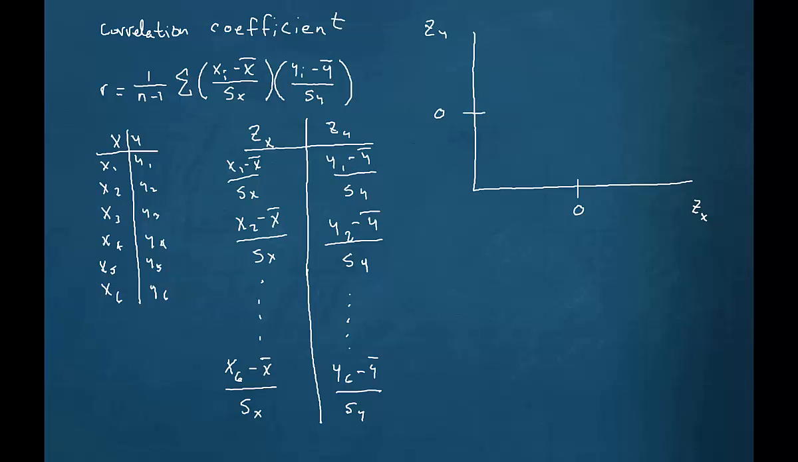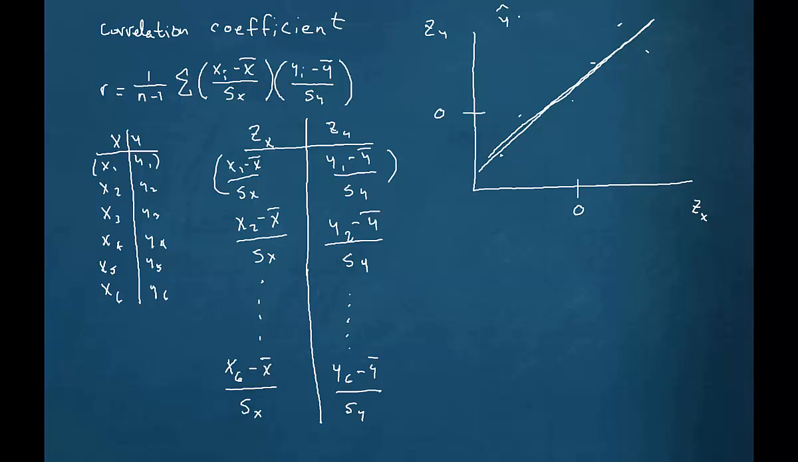So for this ordered pair, x1, y1, we would have this ordered pair for their z-scores, and it might be somewhere around here, we don't know. And then we would go on down and create the scatter plot, whatever it might look like, for these z-scores. And then if we were to find a line of best fit, it might look something like this. Now this line of best fit would have a slope.